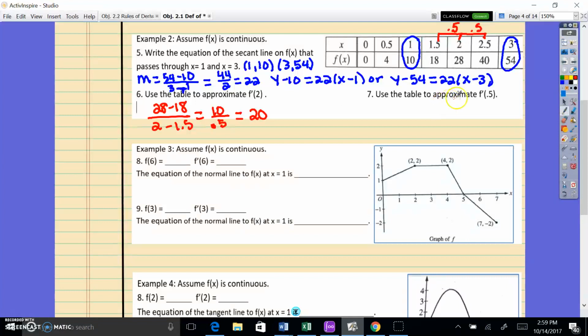Question number 7 is going to be very similar. It's at 0.5. If you look at 0.5 here, we are going to pick a point that's close to 0.5. And since 0.5 is the same distance from 1 as it is from 0, either of the 2 points would give you the best approximation. Okay, so let's scroll down and let's look at things graphically now.